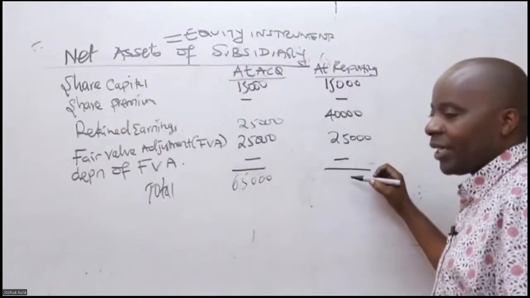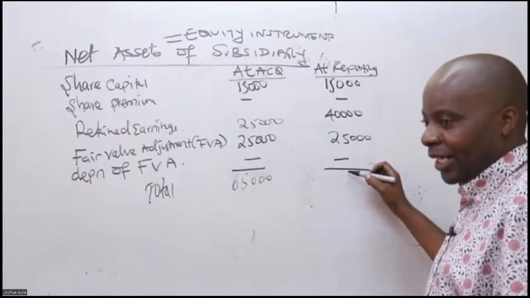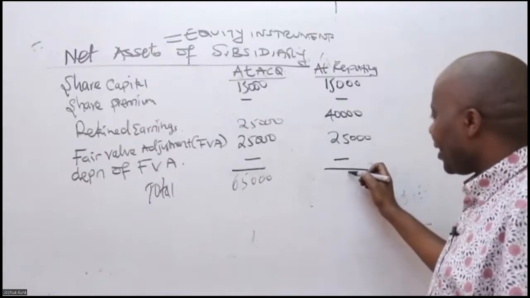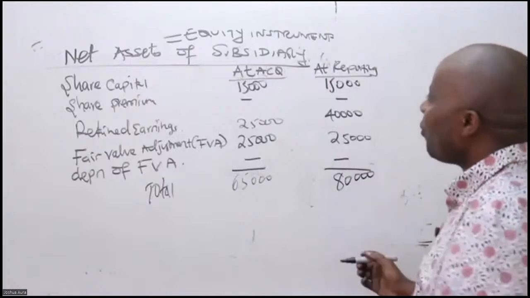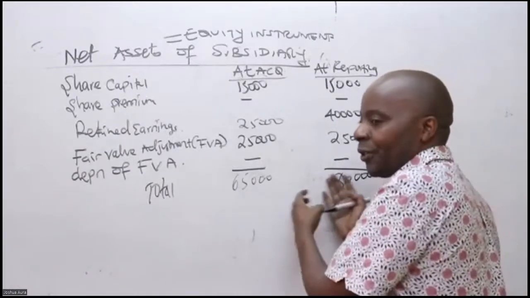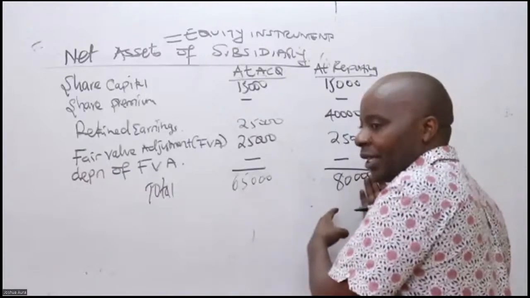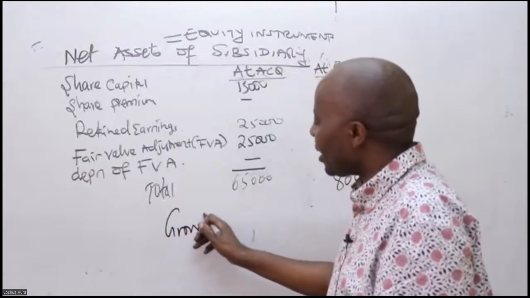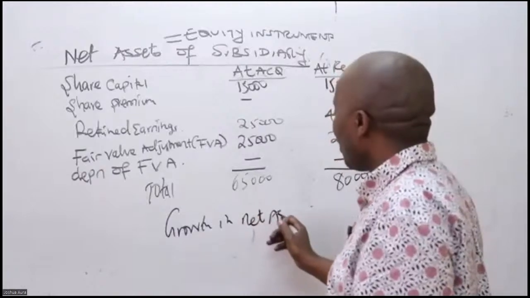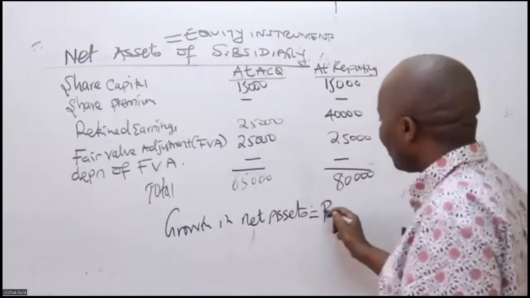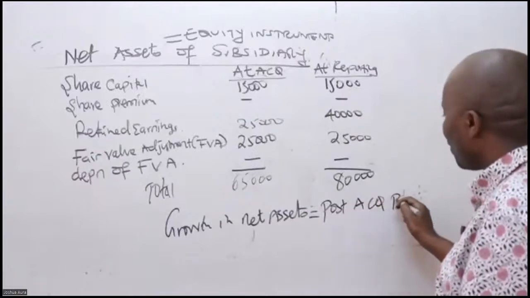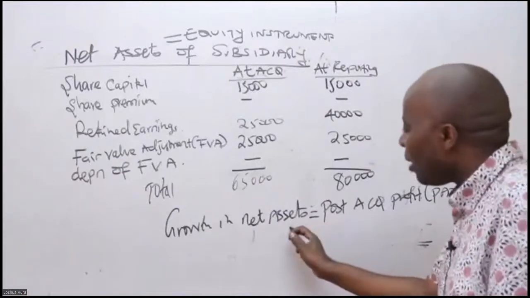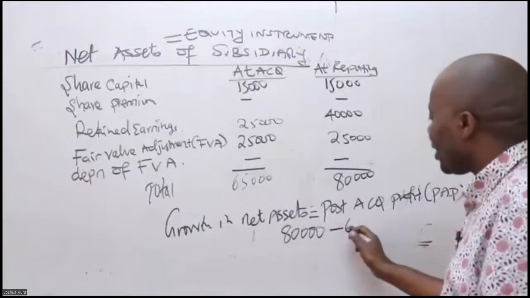65,000. How about at reporting? At reporting, what do we have? 80,000. Now, from acquisition to reporting, I can see there is growth. So in this case, I'll give them the growth. The growth in net assets is what we call the post-acquisition profit, which is our PAP. So our PAP will be 80,000 minus 65,000.